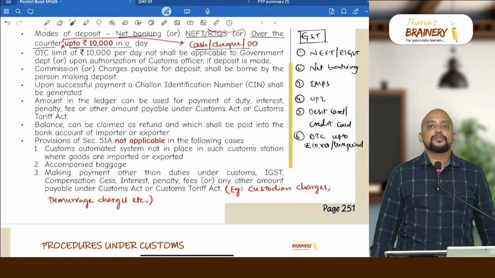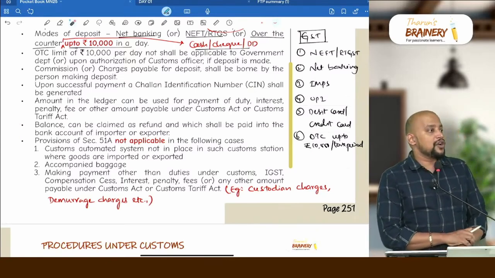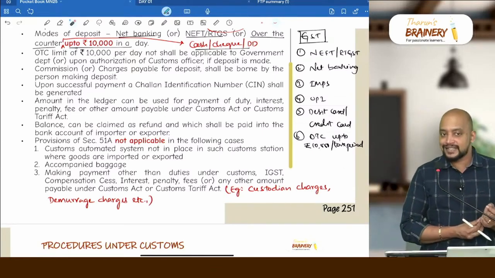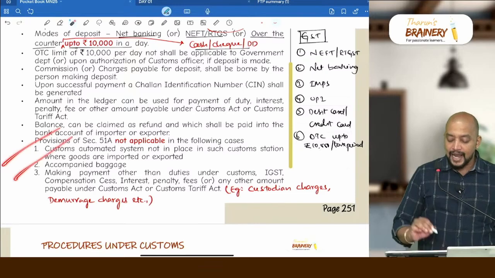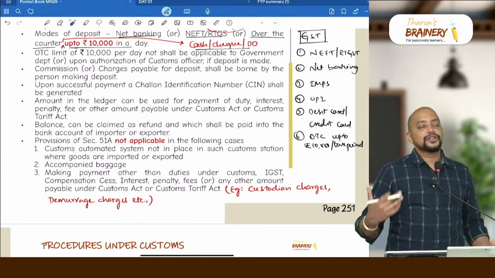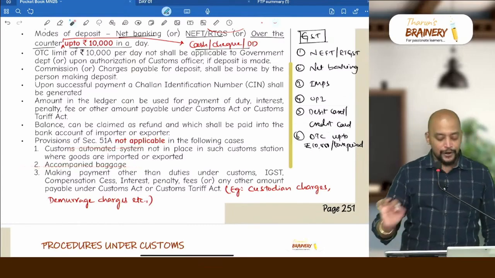What are the cases where the provisions of section 51, that is electronic cash ledger regulations, are not applicable? Point number 1, whichever place there is no customs automated system, there electronic cash ledger is not applicable. And accompanied baggage, when the baggage is brought by the passenger, for that also there is a baggage duty. In that case also these provisions of section 51 are not applicable.